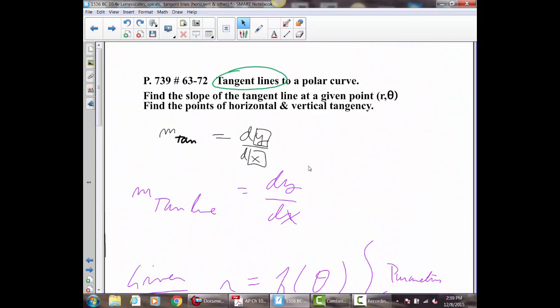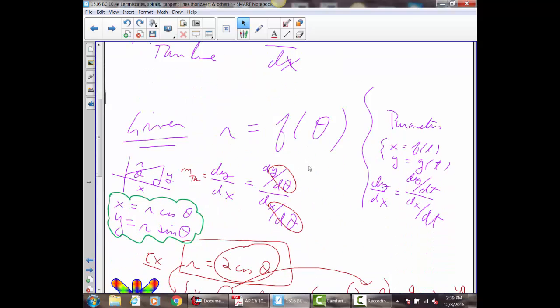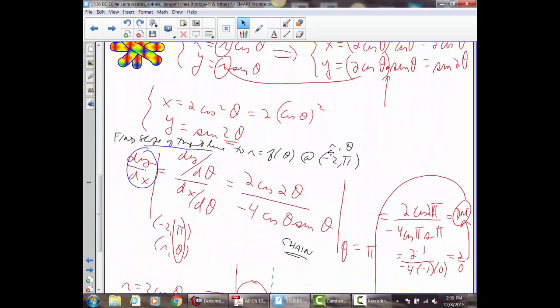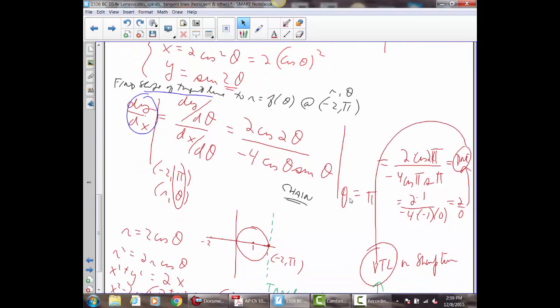I find out that at pi, I have asked you to do it at pi. Why am I doing it? Oh, yeah. Oh, at the given point. Yeah, and the given point here, this is the question right here. And the given point is negative 2 comma pi.